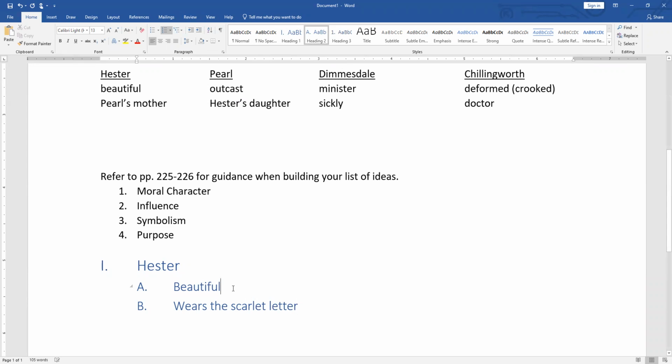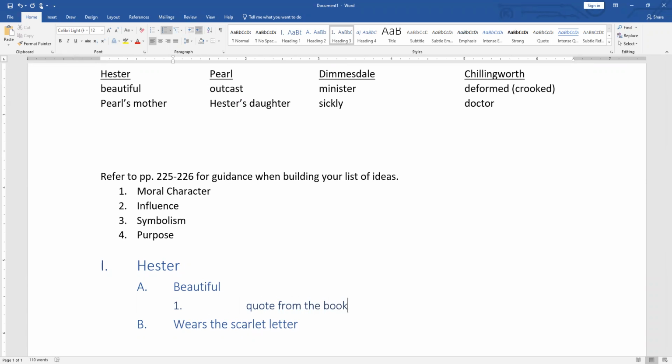Okay, so under beautiful, you would need to have your details. I need you to either have a quote from the book, and I suggest you go ahead and start finding these now, especially for the character that you are going to be working on, because you're going to need direct quotes that state she's beautiful, or summarize from the book where he states that she is beautiful.